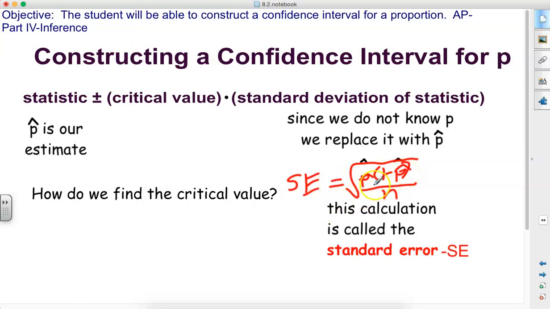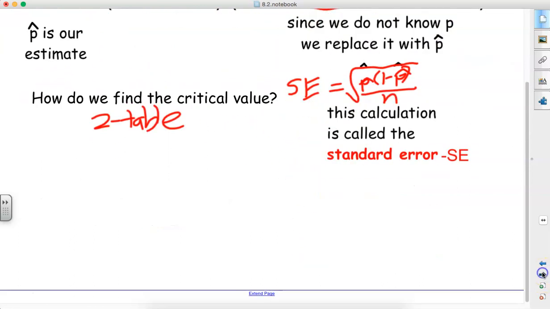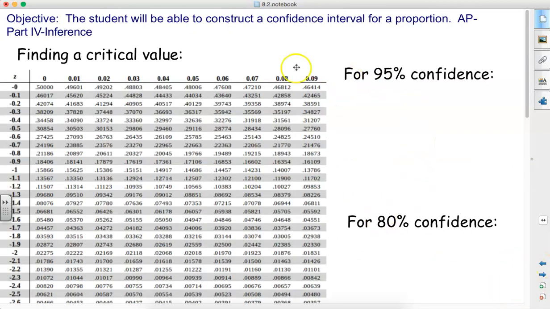That's the term we use for that same formula, but using P hat instead of P. So this is what we're going to find. The standard error is what's really going to go in here, not the standard deviation. But it's essentially the same formula. You just have to use P hat instead of P. And how do we find the critical value? We use the Z table, and we'll work on how to do that in a second too. So these are the three parts of our formula to find a confidence interval, and it's important that we know how to find each one of those. Let's go ahead and look at how to find a critical value.